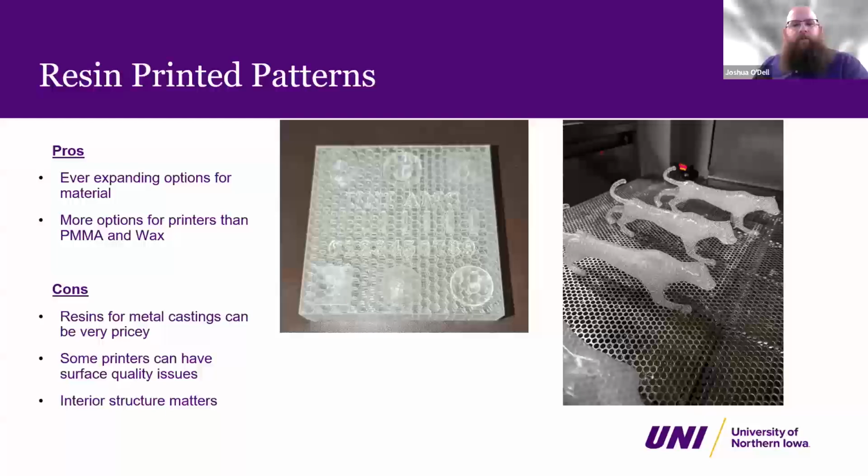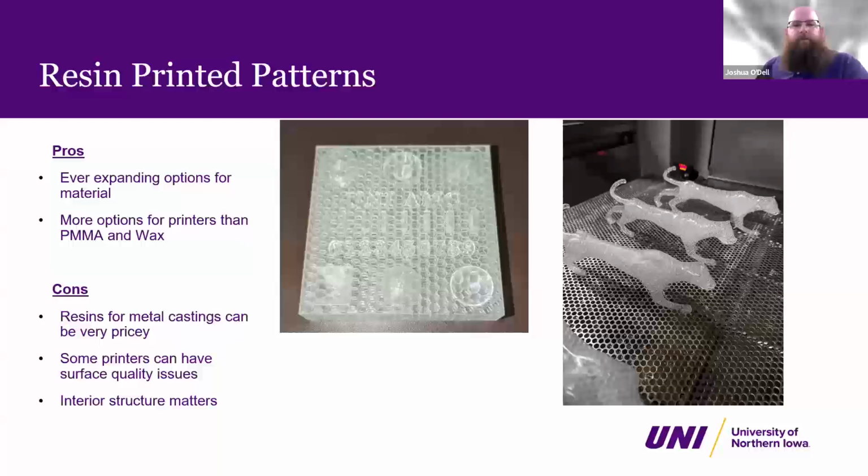Some printers can have surface quality issues, a lot of layering. We'll talk about more of that next week, but especially the DLP printers can have a lot of visible layers on the print. And finally, interior structure matters. And that's going to be a common theme in both resin printed patterns and SLA and FFF printed patterns. You can see in this picture in the middle, there's a honeycomb shape on the interior of the part.